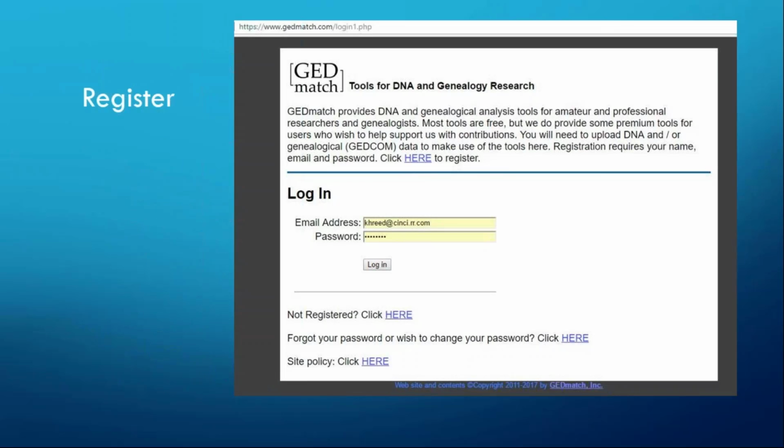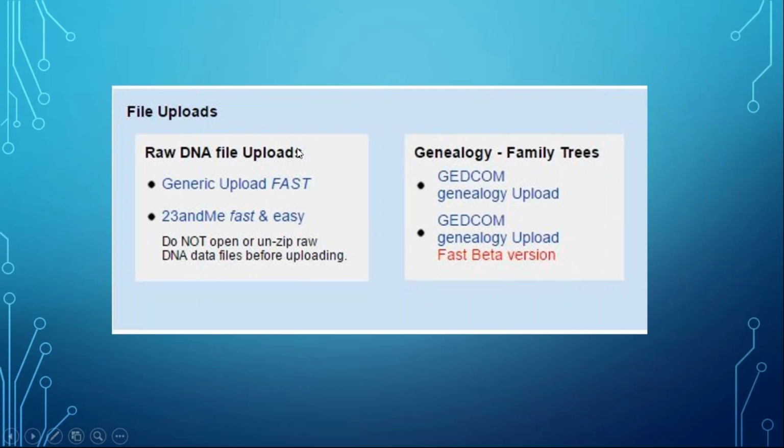The first step, of course, is to register. I know that many of you have already done that, but if not, go to gedmatch.com and you can see a place where it says to register and click here. Then you have to upload your data to GEDmatch. You can see that there's a generic upload that they say is fast. There's a specific upload area for 23andMe. And also you have the opportunity, if you'd like, to upload your family trees by using a GEDCOM file.